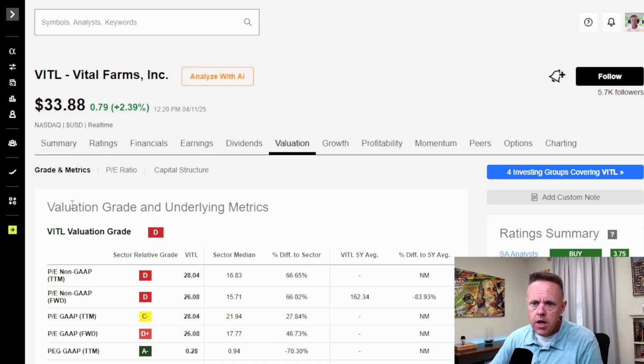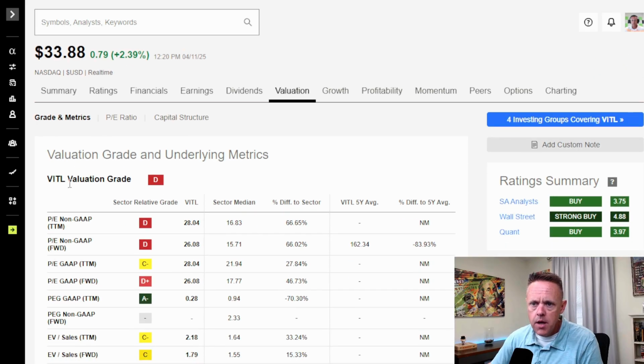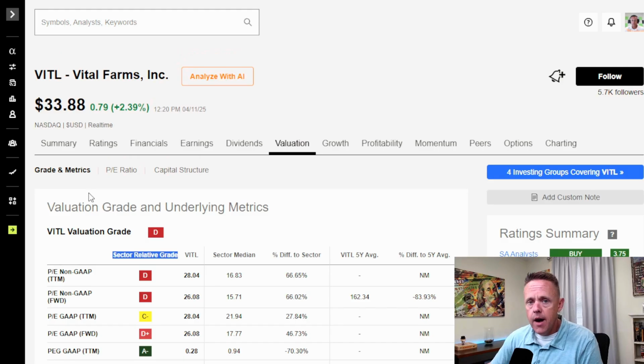And what's interesting here, at least as it pertains to me, is the grades for Seeking Alpha Quant Score are sector relative. So if we're talking farms, I don't know a whole lot about farms. So it is interesting to come in here and look.